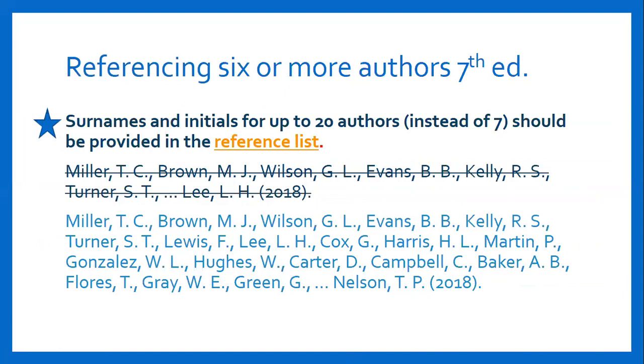Referencing 6 or more authors: it used to be 7 names you could put in a reference list, but now you can put up to 20 authors before you leave off the intervening authors. And yes, there are articles which are written by hundreds of people, but it used to drop off after 6 names and then you put the last name, and now you can put up to 20 authors.